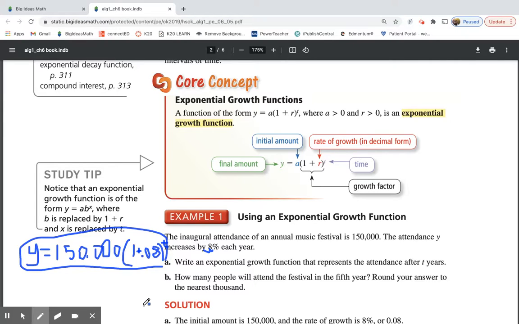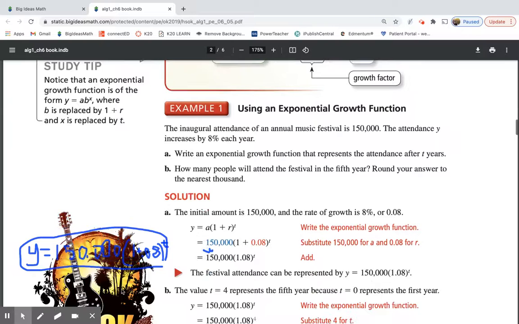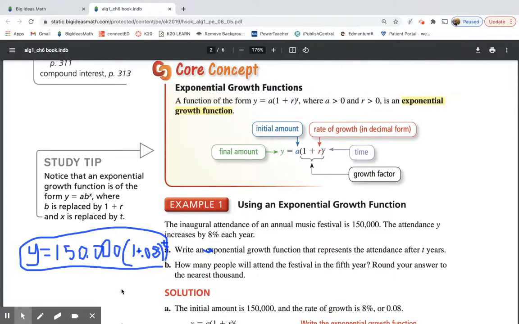Part B says how many people will attend the festival in the 5th year. So we're just going to solve using the function we have for the 5th year. Now, the only part about this that might be a little confusing is that when it says 5th year, the first year that it happened would be year 0. It'll make more sense once we get to another problem on why that starts out 0. So the 5th year would technically be 4.